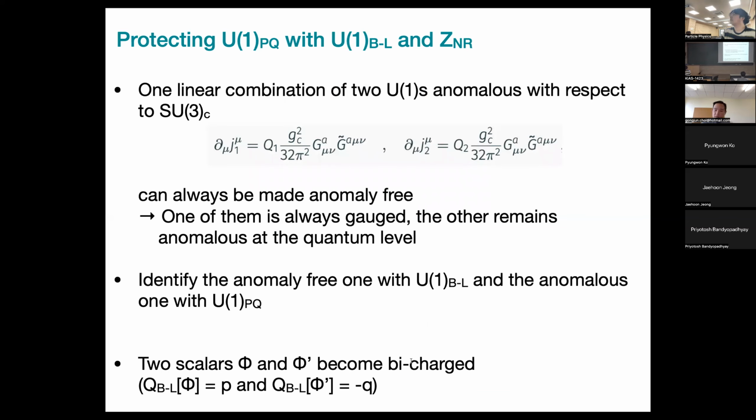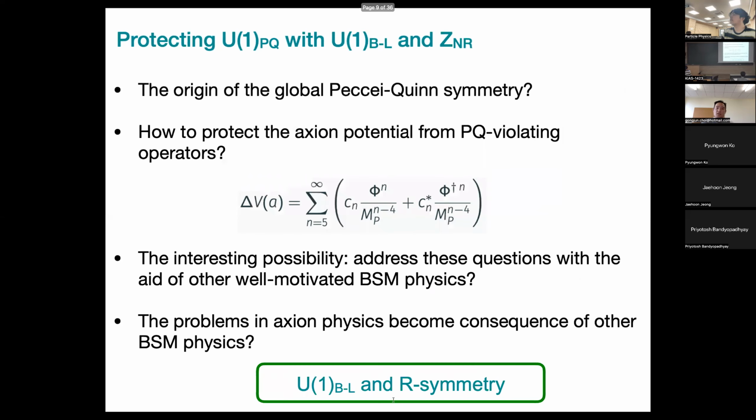Do you have any questions so far? Okay, if not, then as I told you, the strategy is using these two symmetries. Can we answer these two questions? That's basically what I want to discuss in this first part of the talk.